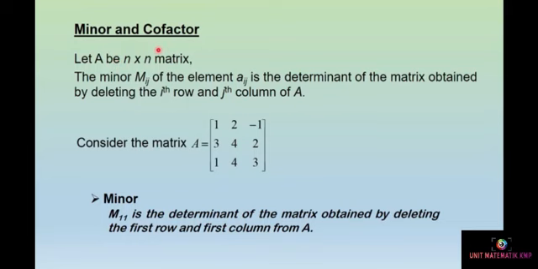Minor and cofactor. Let A be an n by n matrix. Then the minor, for which we use capital letter M, of the element in row i, column j is the determinant of the matrix obtained by deleting the i-th row and j-th column of A. Consider the matrix A. Then the minor of the element in row 1, column 1 is the determinant of the matrix obtained by deleting the first row and first column from A.